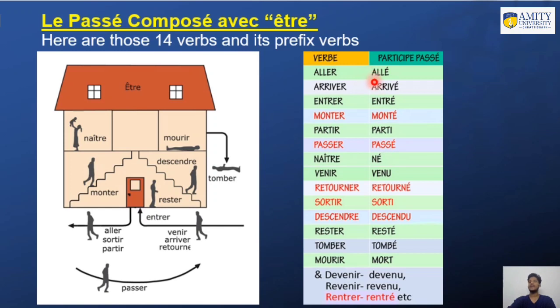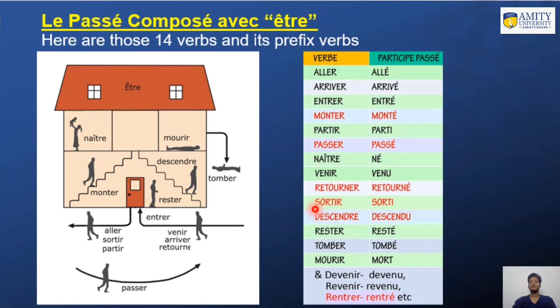Now you can see the participe passé of the verbs. Aller, ending er, and er will be removed and replaced with é, so allé. Arriver, same, er will be removed and replaced with é. Entrer, same. Partir, parti, this is not second group. Passer, passé. The participe passé of naître is né. Venir, same, venu, irregular. Retourner, er ending, so retourné.